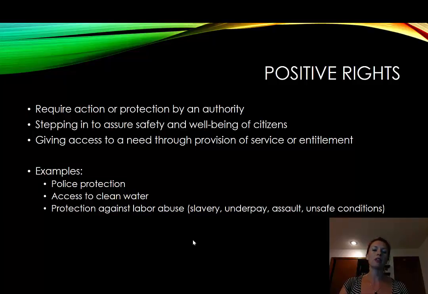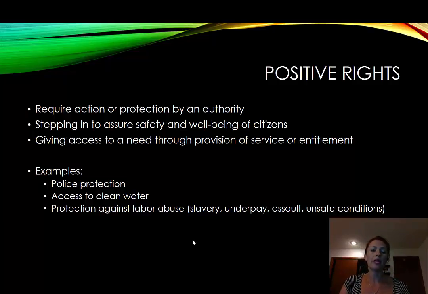This might mean giving access to a need through provision of a service or an entitlement. An example might be police protection, right? So I just mentioned that the negative rights has to expand into the positive right to the point where we actually do have law enforcement to protect citizens from each other. This is a service provided by government.